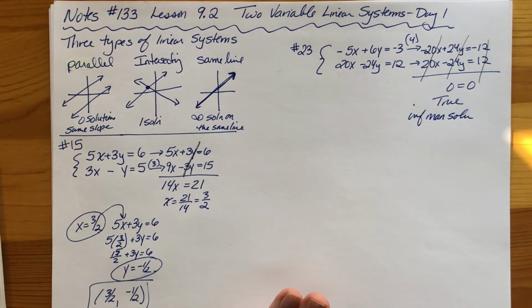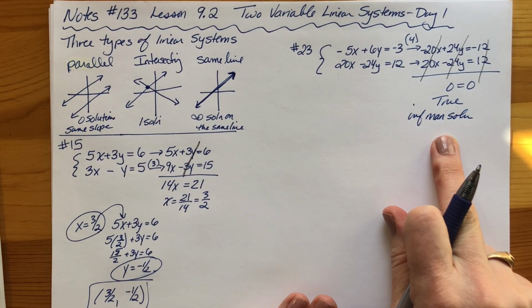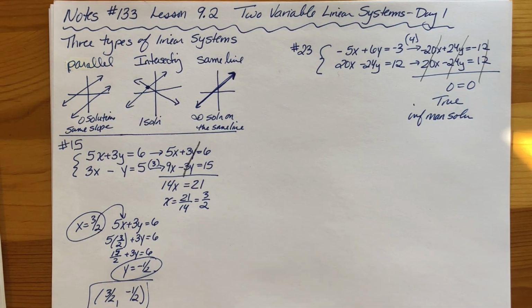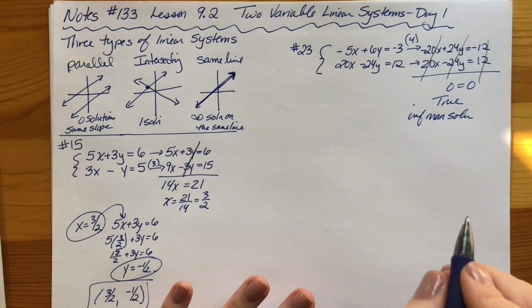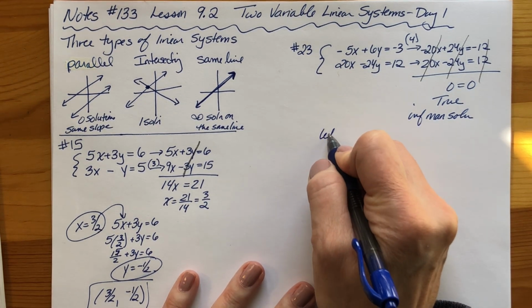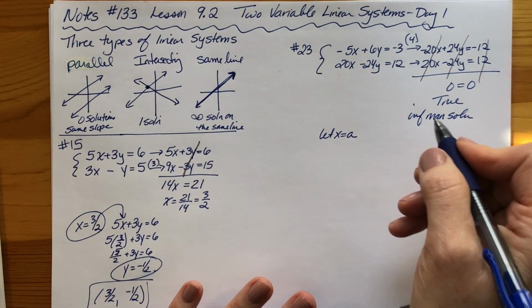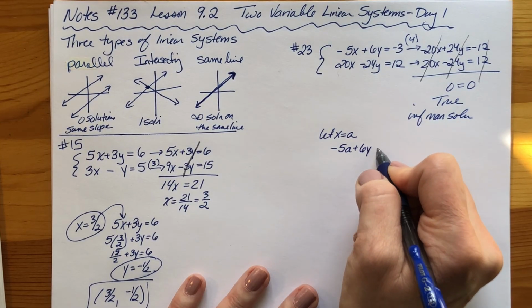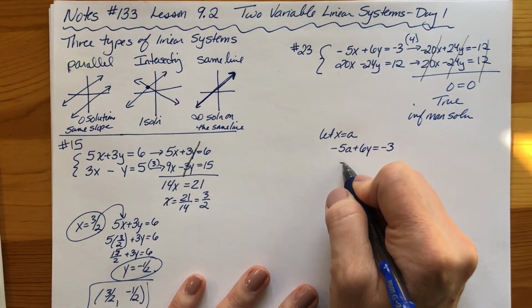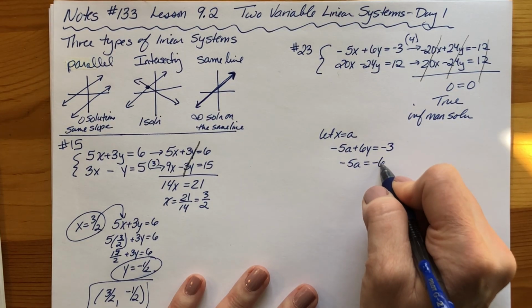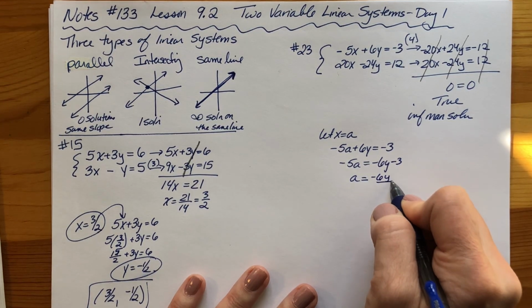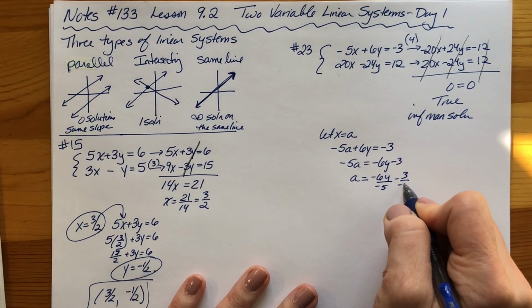All right, so now I need to tell my reader. Now, back in Algebra 1, this is where you stopped. We are not going to stop here, okay? So what we're going to do is write our answer in terms of x and y. Now, what Ron does in the book, and if you read through the book, he says, let x equal a, and substitute that a back in, so he would have negative 5a plus 6y equals negative 3, and then solve for a. So a is equal to negative 6y over negative 5 minus 3 over negative 5.